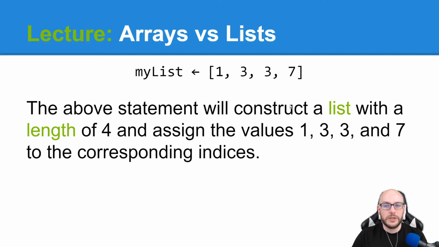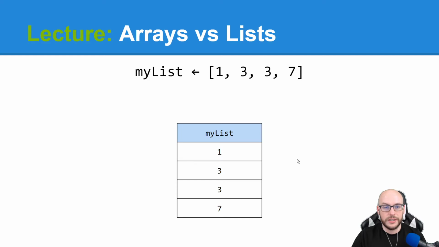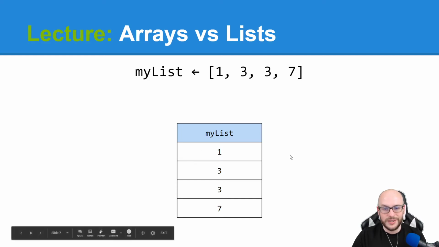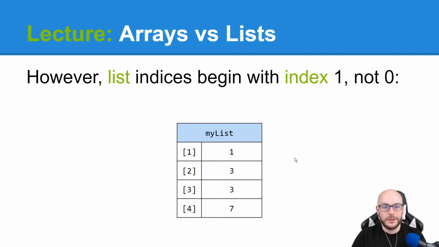So this statement will construct a list with a length of 4 and assign the values 1, 3, 3, and 7 to the corresponding indices. So this is a direct analog to our initializer list. Right? Visually, it looks something like this. However, list indices begin at index 1, not 0.